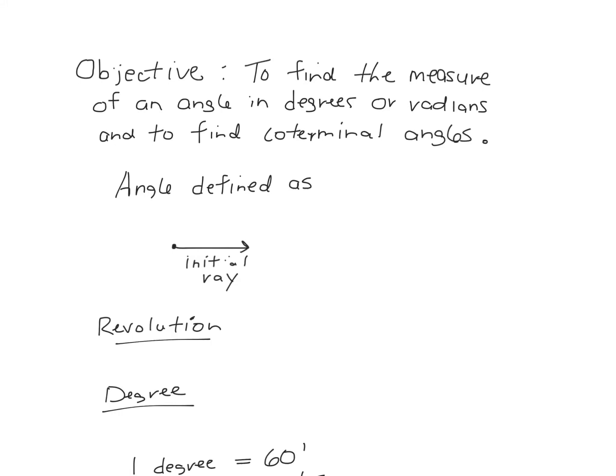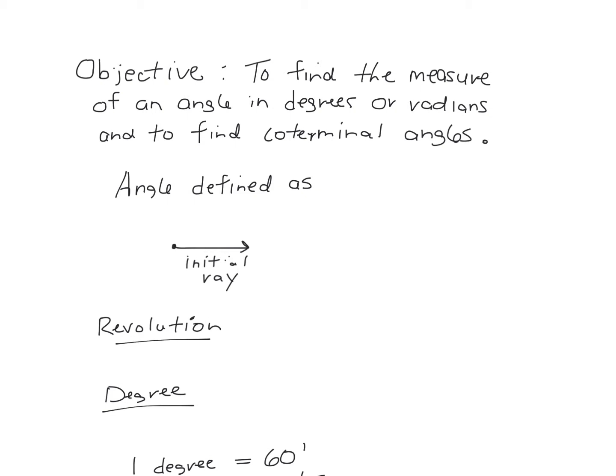In today's lesson, we're going to introduce the subject of trigonometry. Our objective today is to find the measure of an angle in degrees, which I believe you're all real familiar with, or radians, which is another unit of measurement. And then also to find what we call coterminal angles.